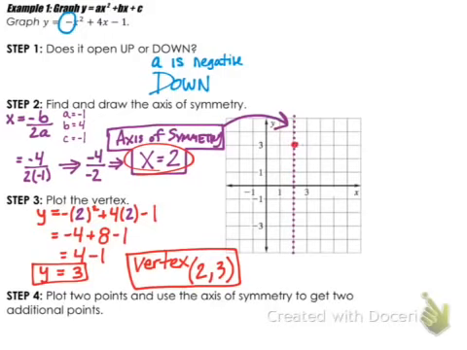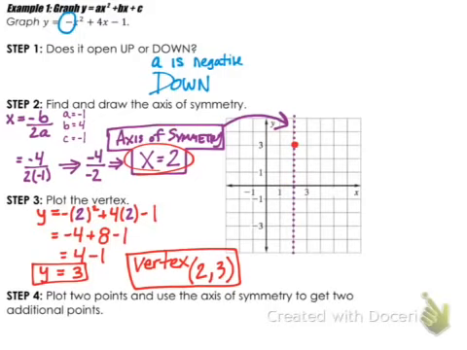So we've completed step 1, identifying if the graph opens upward or downward. Step 2, finding the axis of symmetry and drawing that on our coordinate plane. Step 3, using the x-coordinate of our axis of symmetry to find the y-coordinate of our vertex, and we plot it on our coordinate plane.